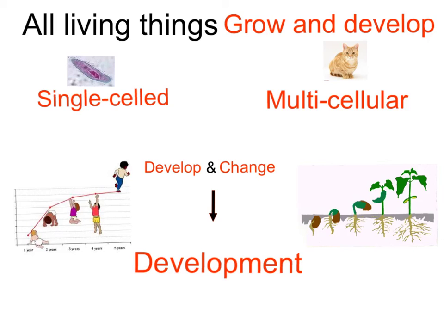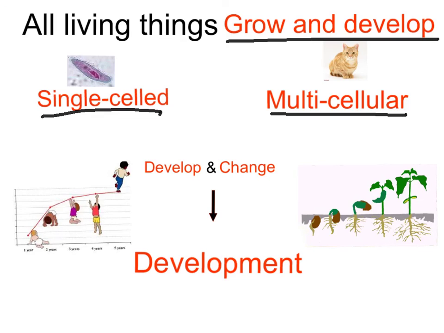The final characteristic of life that we will be talking about states that all living things grow and develop. Single-celled organisms have cells that grow during periods of their lives and then divide, making duplicate organisms. Multicellular organisms, like again this cat, also grow by cells getting larger and by increasing the number of cells.